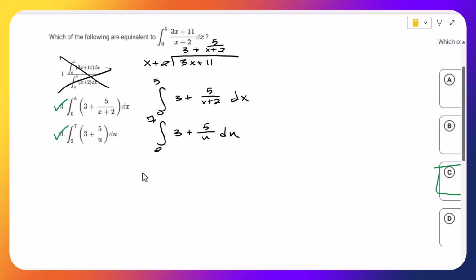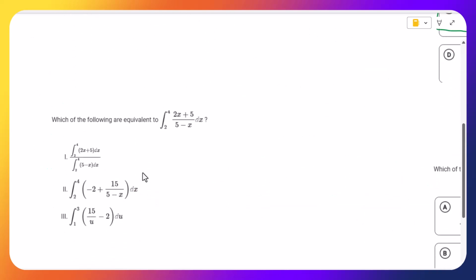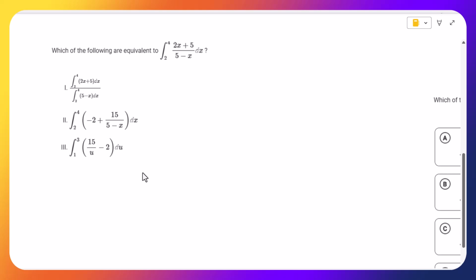Boom. Okay. Coming back here, we'll scroll down. Which of the following expressions are equivalent? Again, we have 3 options. Take a second, pause the video, and figure out what we should be doing.